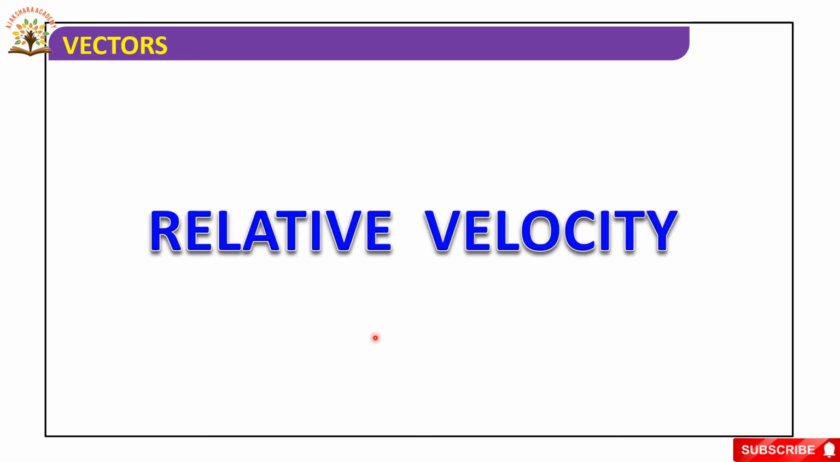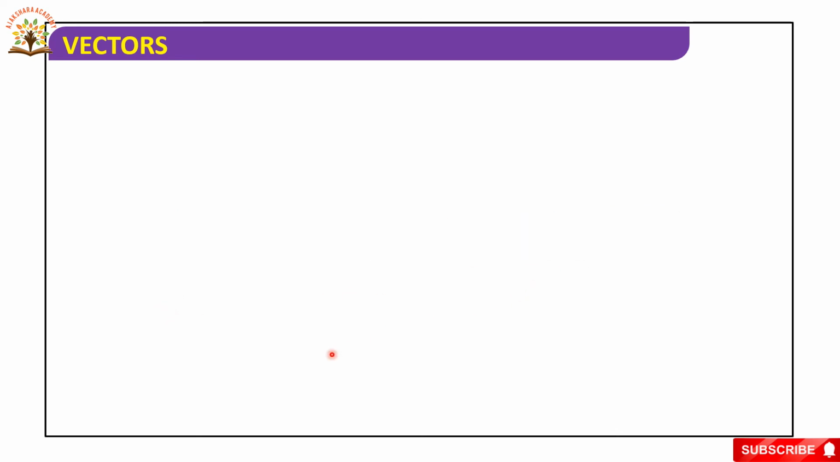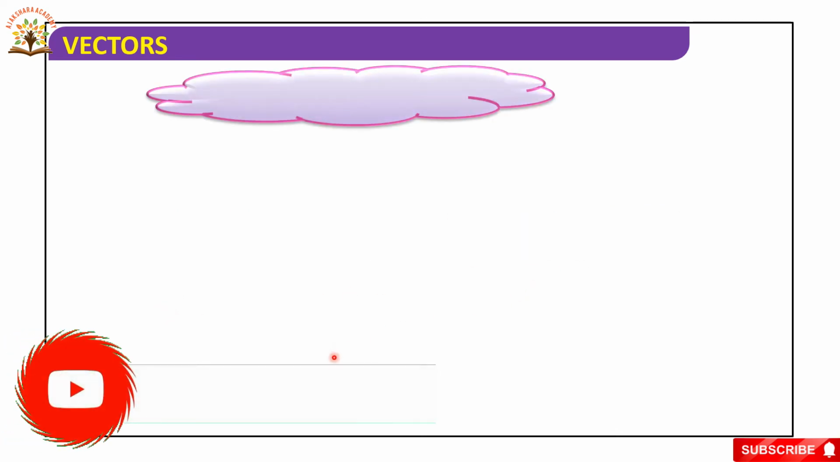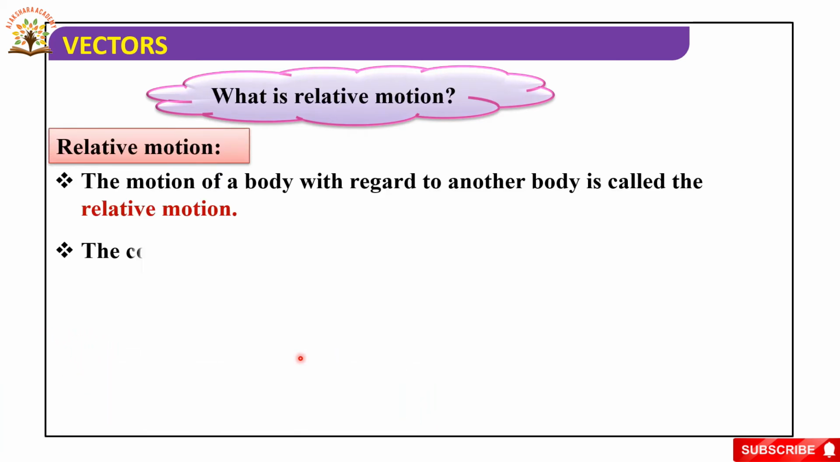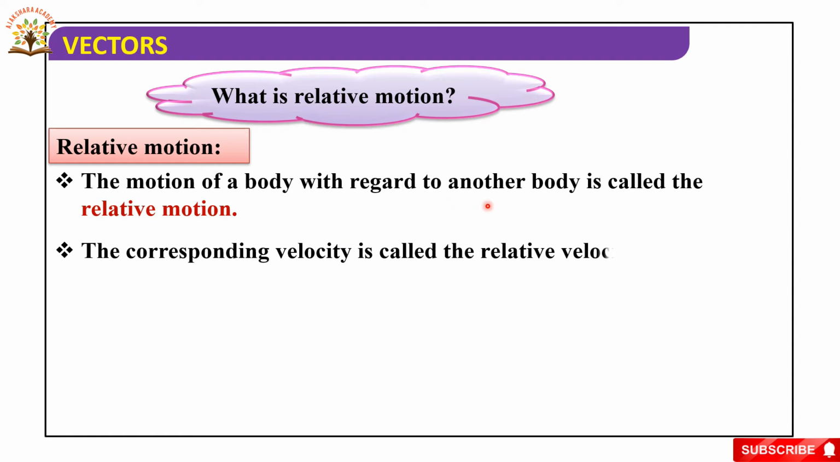Relative velocity. Now let us discuss relative velocity. What is relative motion? Relative motion is nothing but the motion of a body with regard to another body. The corresponding velocity is called the relative velocity.